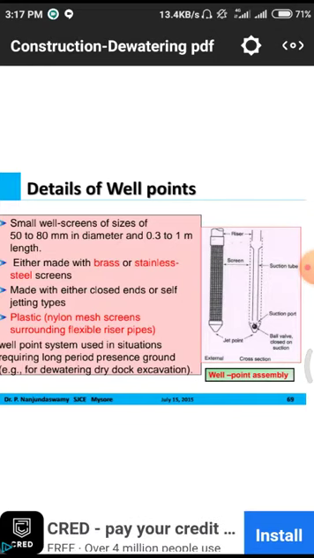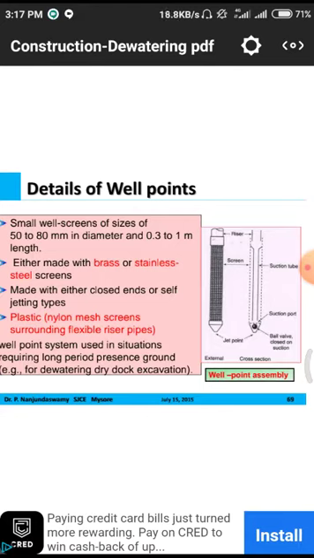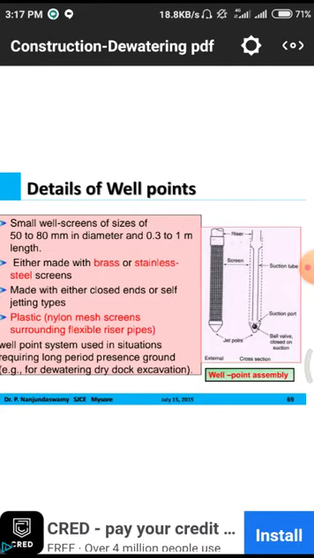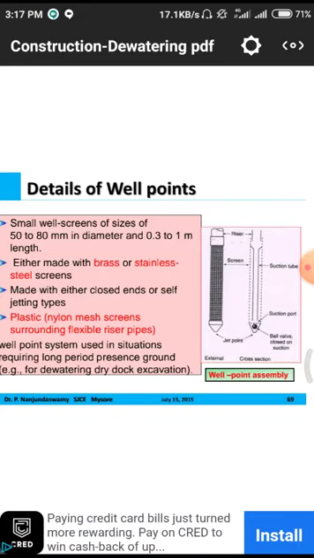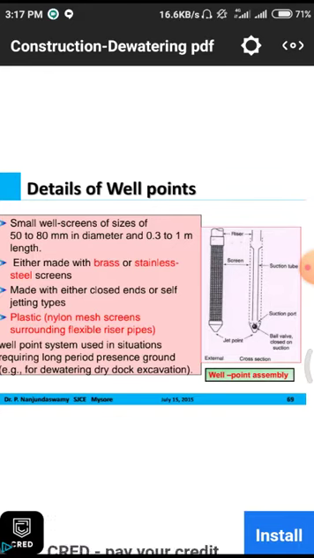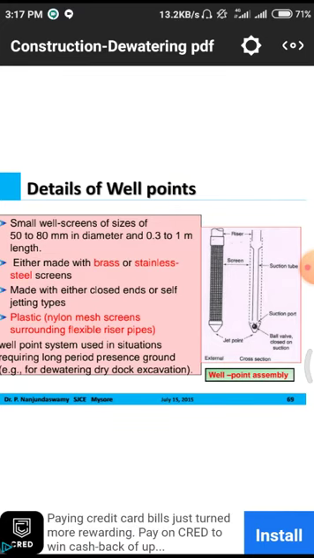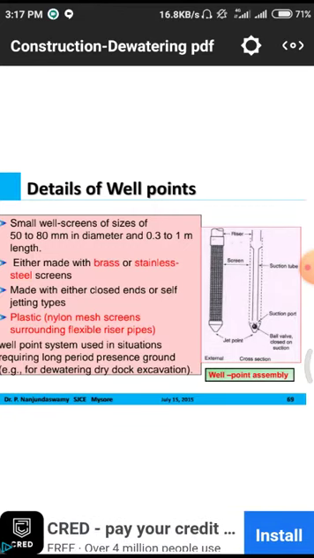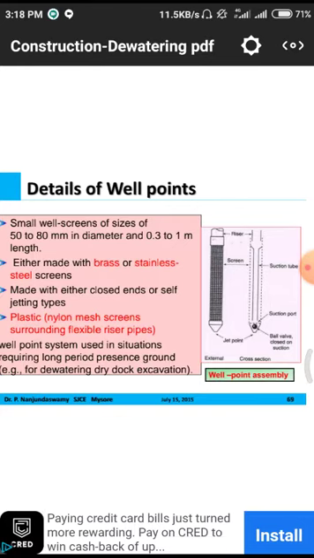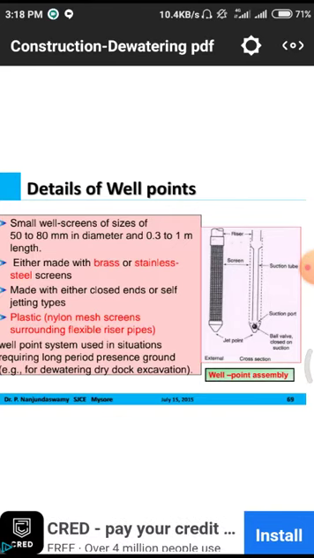Plastic or nylon mesh screens surrounding flexible riser pipes. So in some cases they also have these plastic pipes. But mostly these plastic pipes are not employed. Why? Because plastic is a brittle material, so if forces are applied onto the land due to the filling of rocks and other strata, there may be some damage. So mainly they use these brass and stainless steel screens, and both ends are closed.